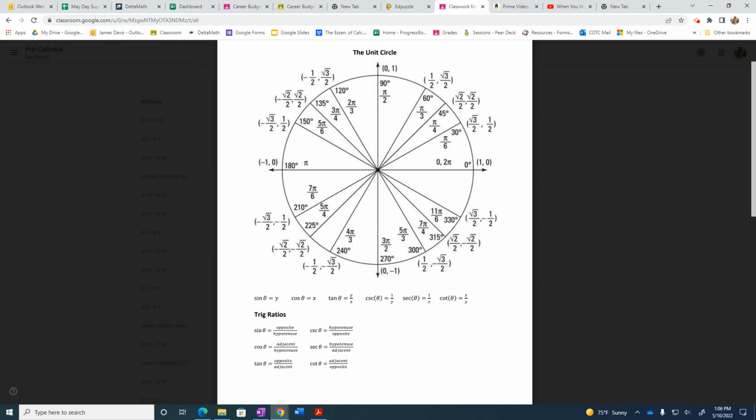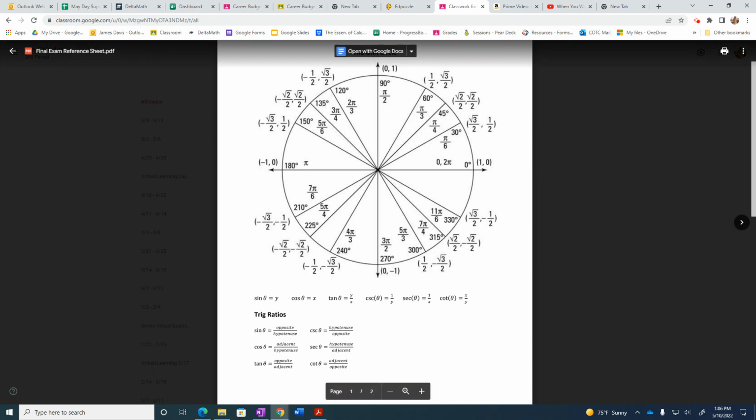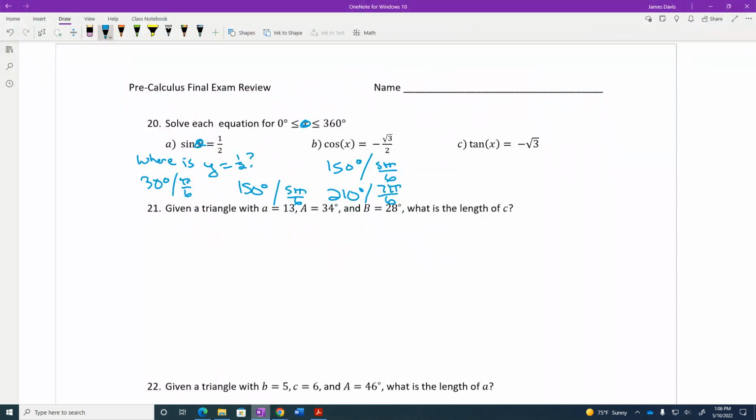So let's just try one. Let's try the first one. If we're going to do the tangent there, it's going to be the y over the x, so radical 3 over 2 over negative 1/2. Now we're going to simplify it and see if we end up with negative radical 3. There's really only two options, right? It's either this or it's flip.